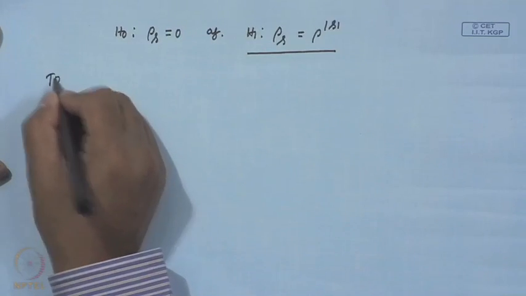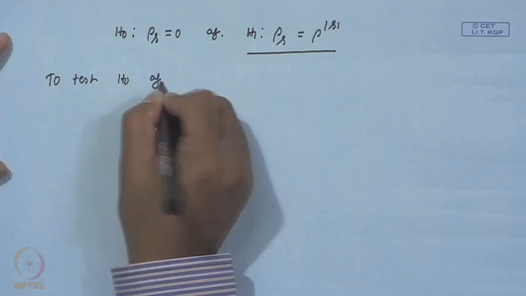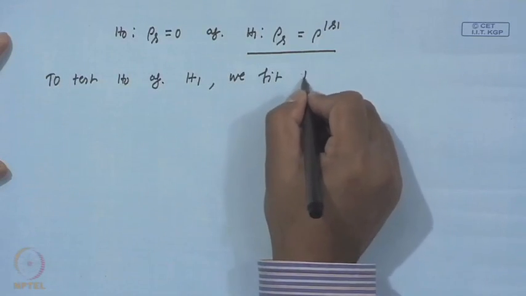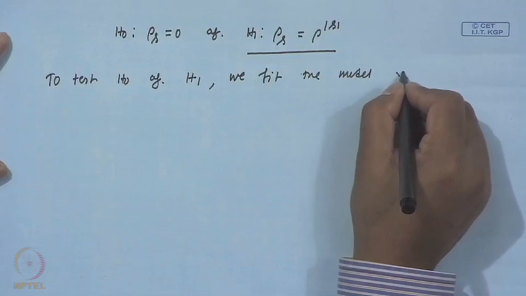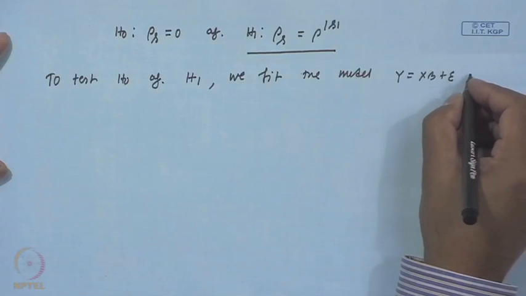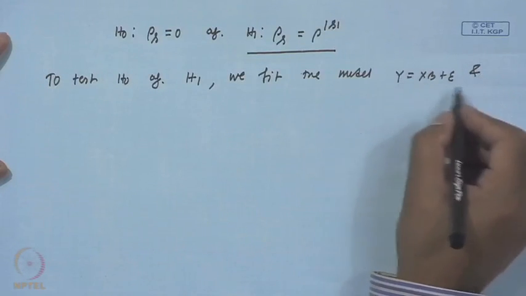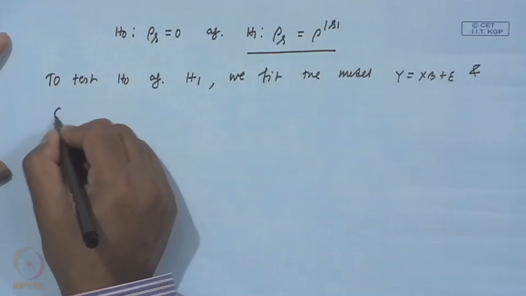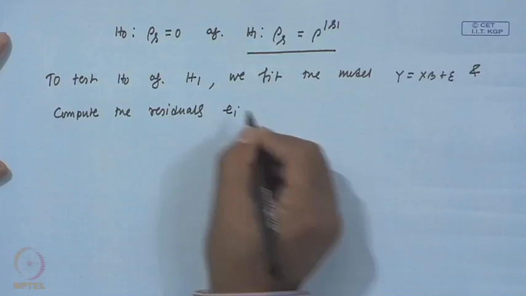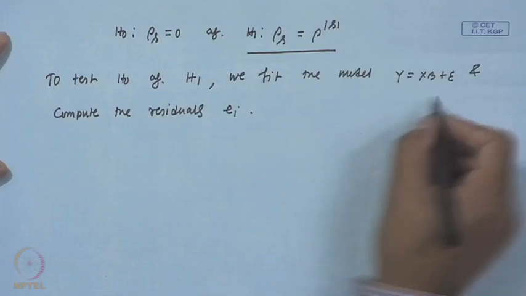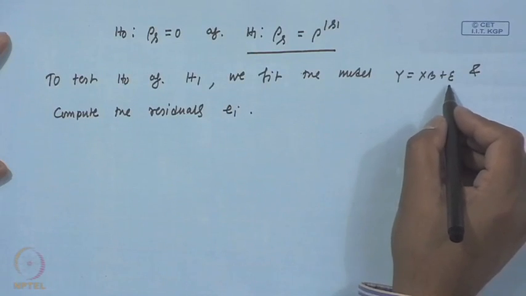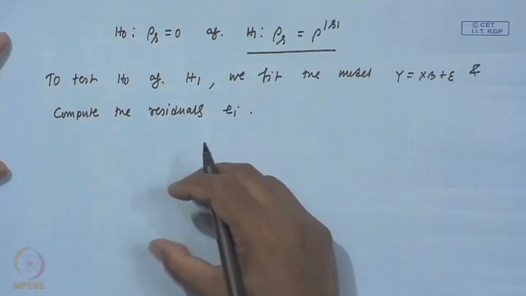Now, to test this hypothesis, to test H naught against H 1, what we do is fit the model y equal to X beta plus epsilon, assuming that all the basic assumptions are true, using the least squares technique. Once you have the fitted model you can compute the residuals e_i. Once you have the e_i, it does not matter whether the basic assumptions are true or not. Now you can check whether there is autocorrelation in the error term or not by using a test.